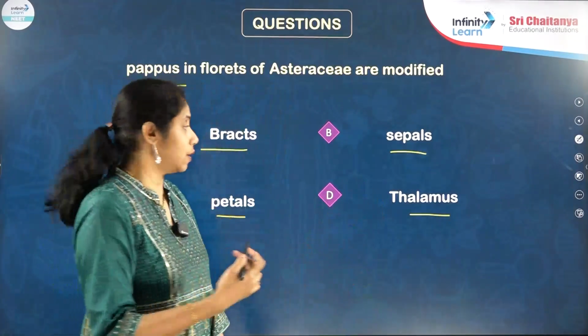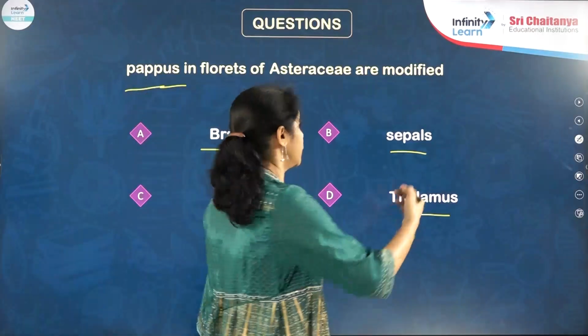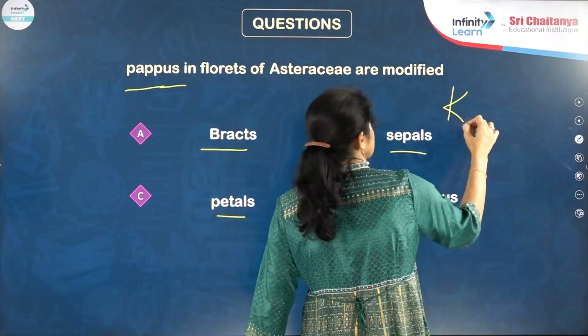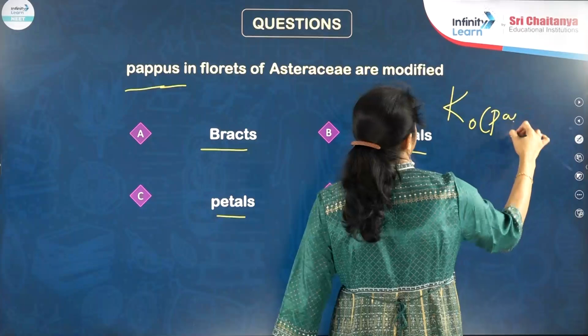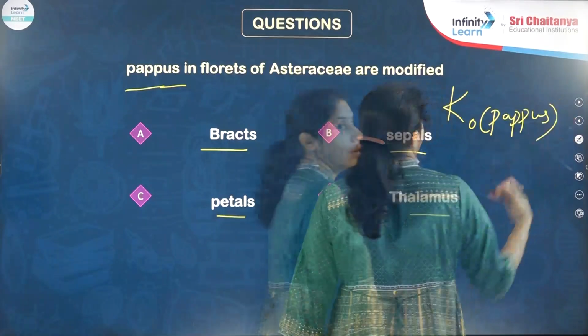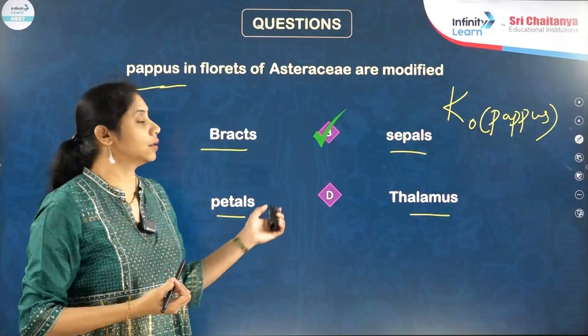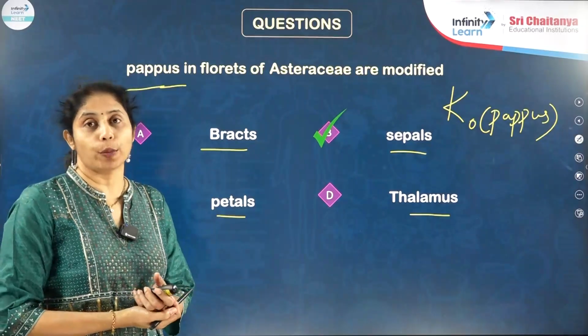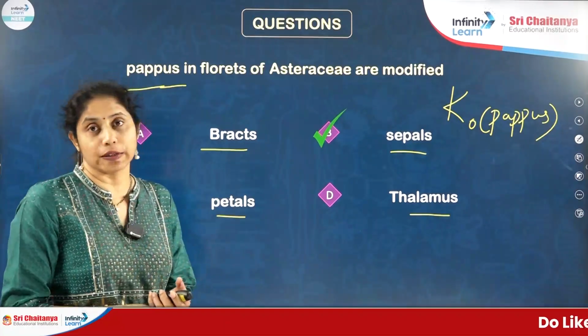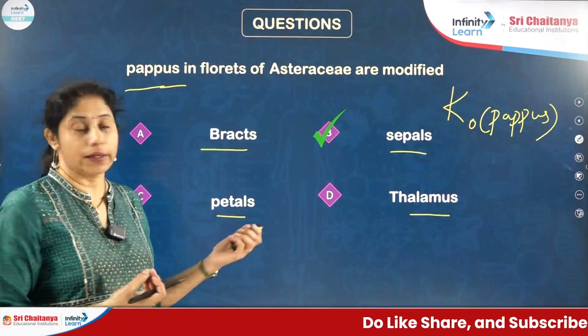The calyx: if you have seen the floral formula I have written for Asteraceae, the calyx is 0, and it is modified into pappus. So nothing but the sepals is the correct option for this. In Asteraceae, sepals are modified into pappus. They are meant for dispersal of the seeds.